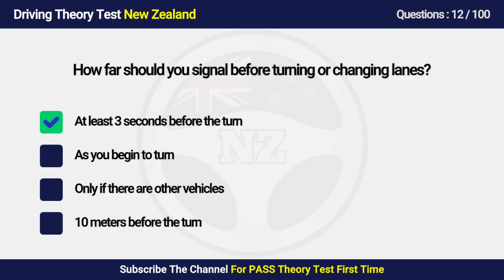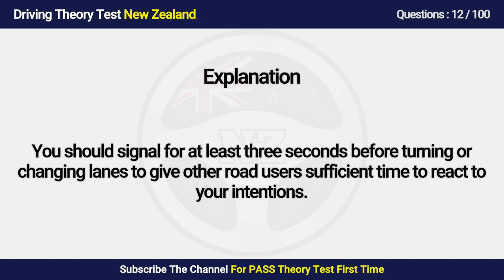Answer is A. At least 3 seconds before the turn. You should signal for at least 3 seconds before turning or changing lanes to give other road users sufficient time to react to your intentions.